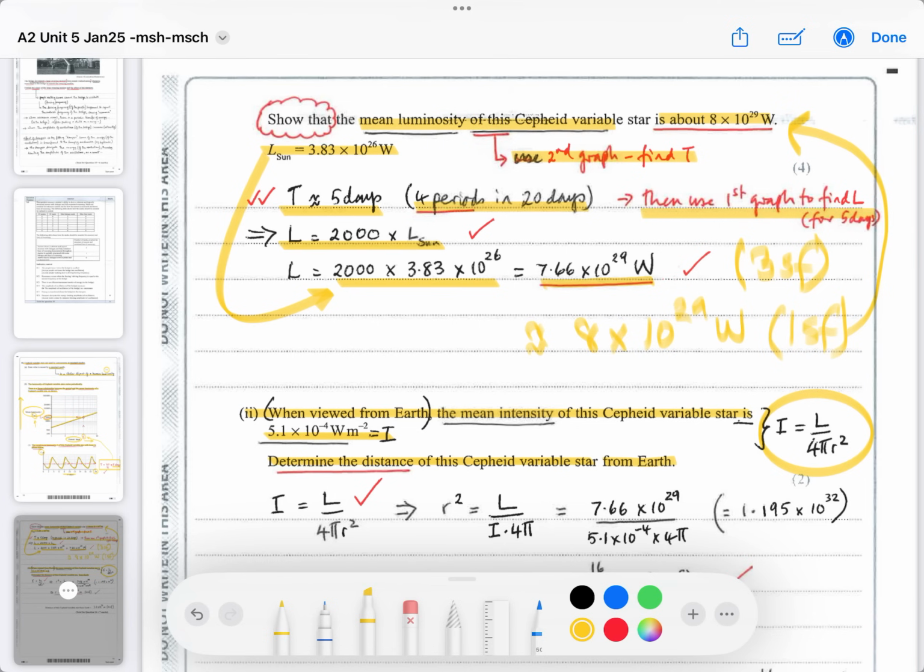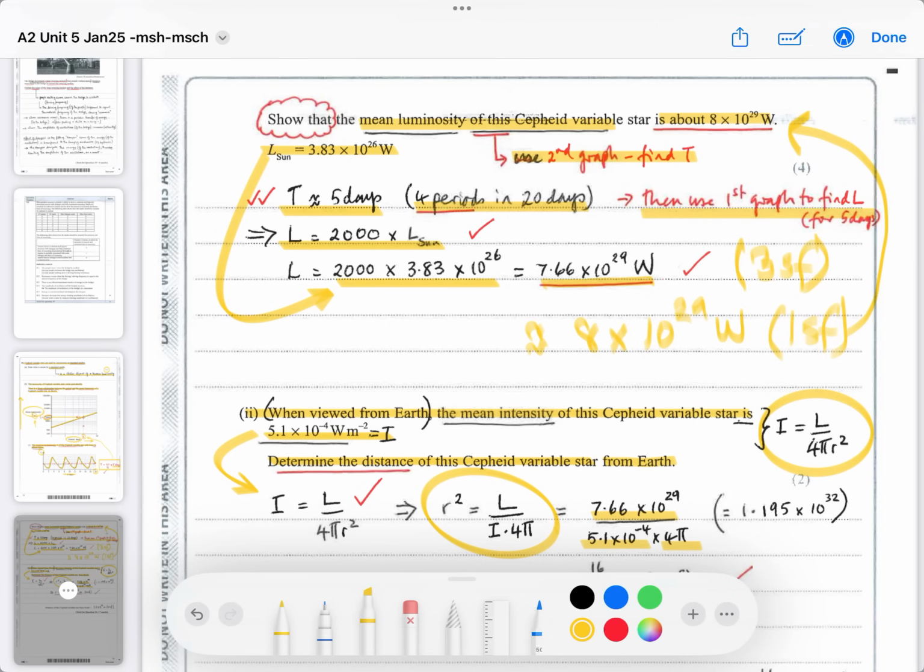So we know I, and we know L. We just worked it out above. So we know I, we know L. The only thing we don't know is r. So change the subject to make r the subject of the equation. Divide the luminosity, which we calculated in part 1, by the intensity. And of course, there's the factor of 4 pi to consider from the equation.